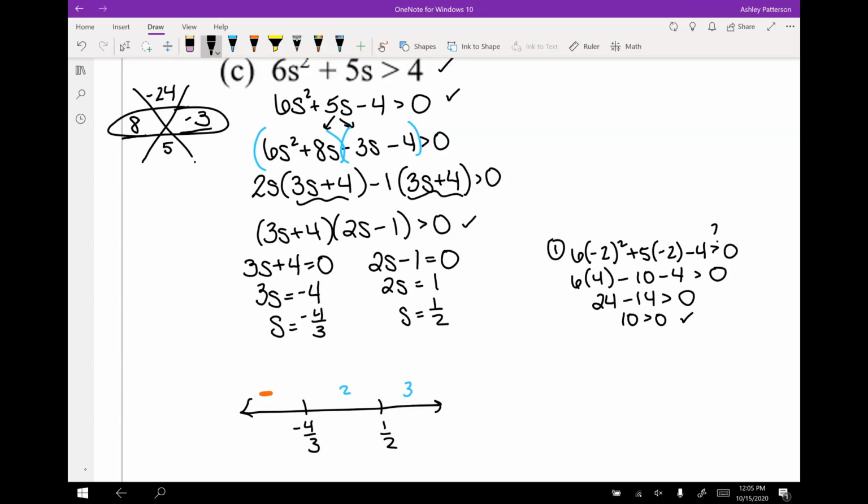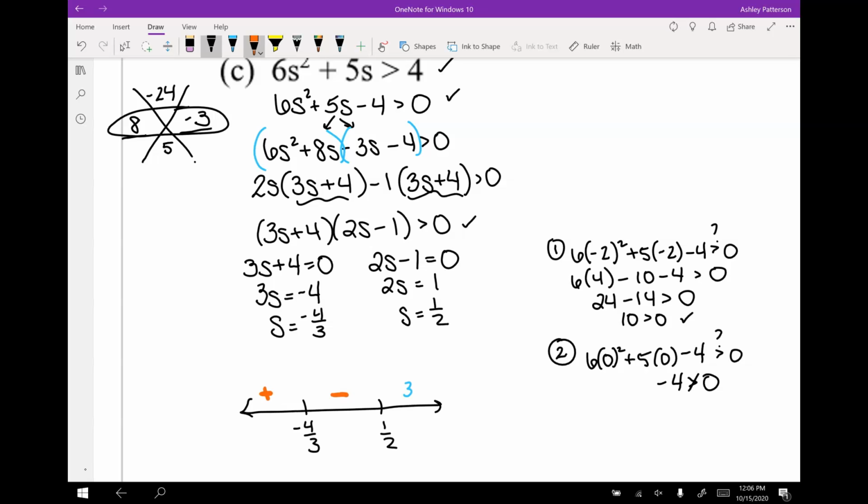Okay, and then to pick a value that's in between negative 4/3 and 1/2, I again am going to choose 0. So 6 times 0 squared plus 5 times 0 minus 4. Is that greater than? No. Here's my no. So solutions do not lie in the middle.